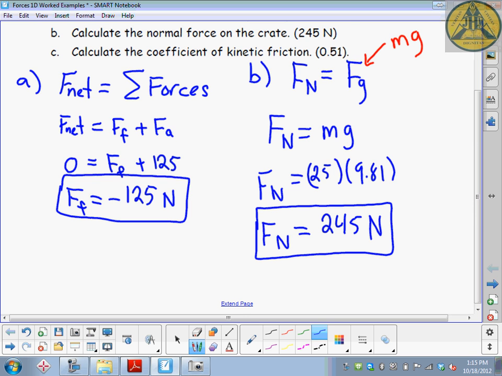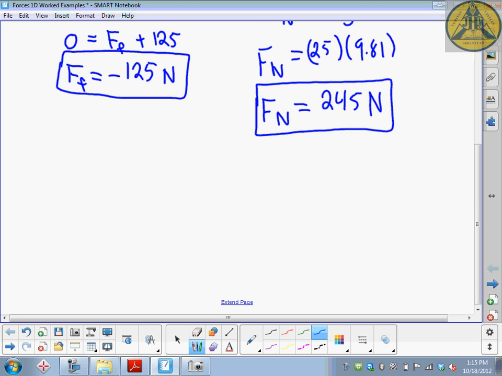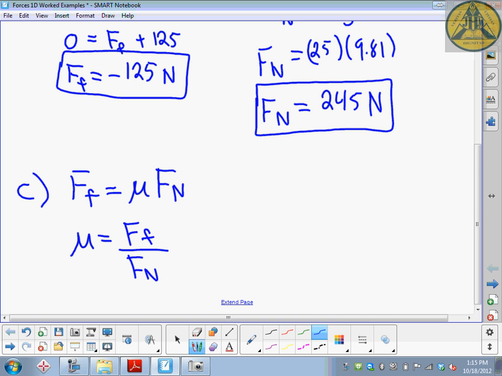Last one, C, calculate the coefficient of kinetic friction. There's only one formula with coefficient of kinetic friction right in it, and that's the force of friction equals the coefficient times the normal force. Rearranging, that's going to be coefficient equals the force of friction divided by the normal force. Force of friction is 125. Normal force is 245. So you probably notice I didn't write negative 125.